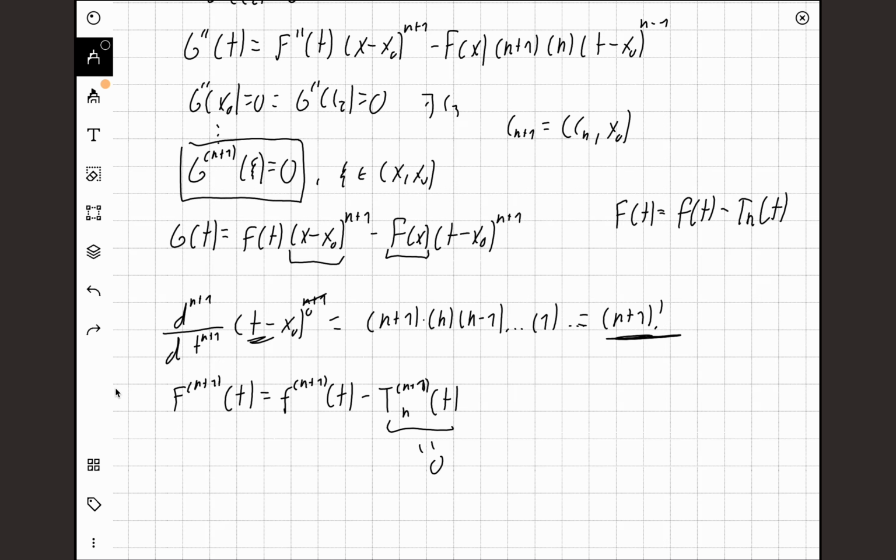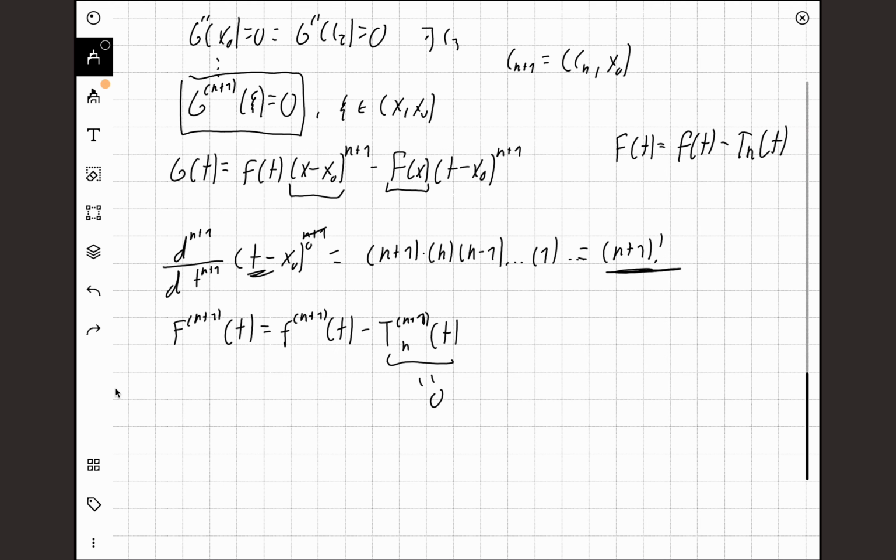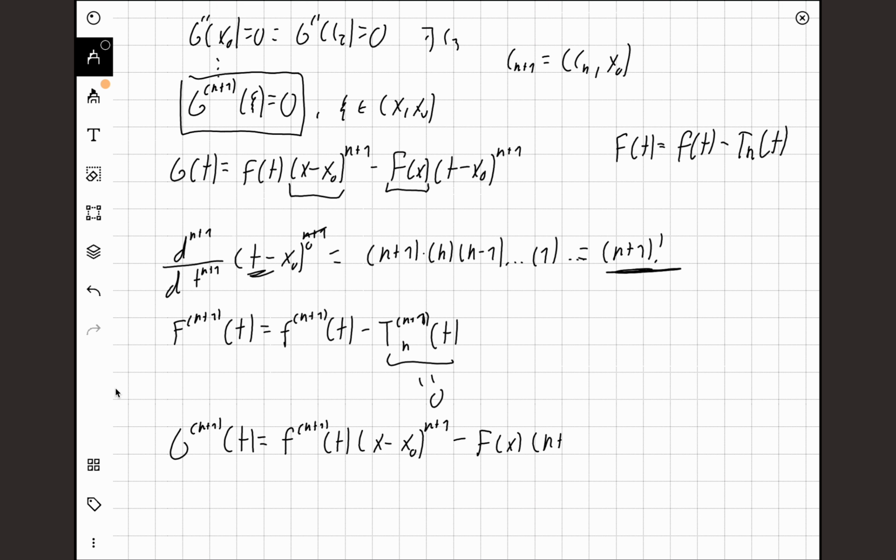So the n plus 1 derivative of our capital function of t will just equal our normal function's n plus 1 derivative of t. So g of n plus 1 derivative of t would just equal our normal function f n plus 1 derivative of t times the constant (x minus x0) to the n plus 1, minus, again, our function f of x, which is just a constant, times n plus 1 factorial. This turns into n plus 1 factorial.